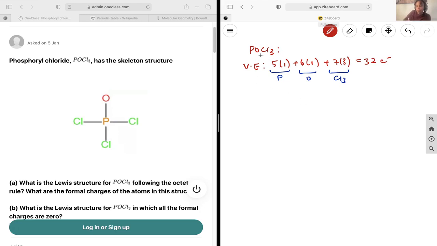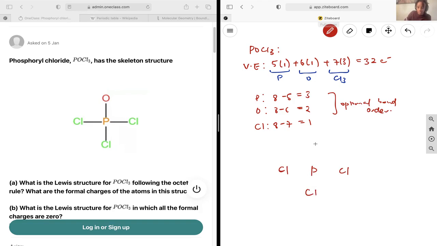From this, we can quickly figure out which one is the central atom. It can make the most bonds. For phosphorus, that's going to be 8 minus 5, so it can make 3 bonds optimally. Oxygen, it can make 8 minus 6, so 2 bonds optimally. Chlorine, it can make 8 minus 7, so 1 bond optimally. And so we're going to have P in the middle. We have 3 Cls, and we have 1 O. Let's start with 1 bond on each of them, and fill in our octets.